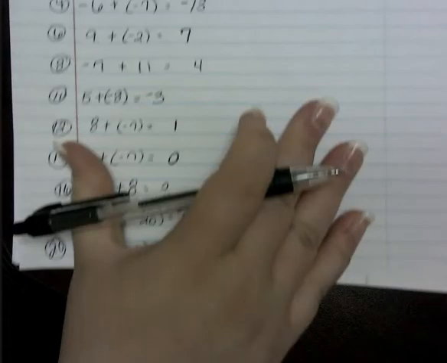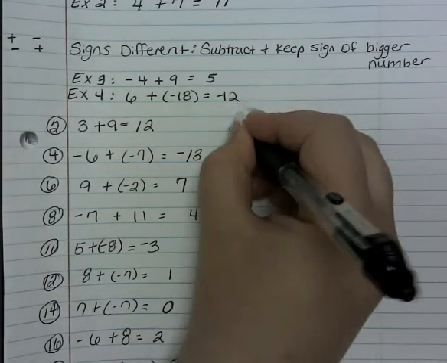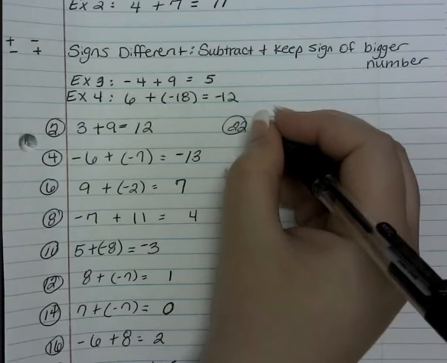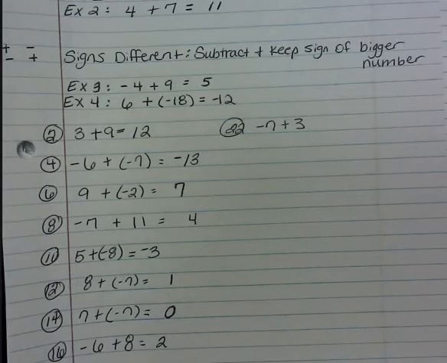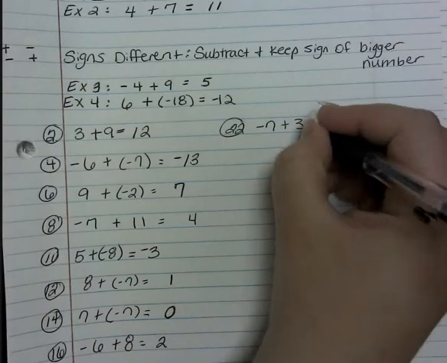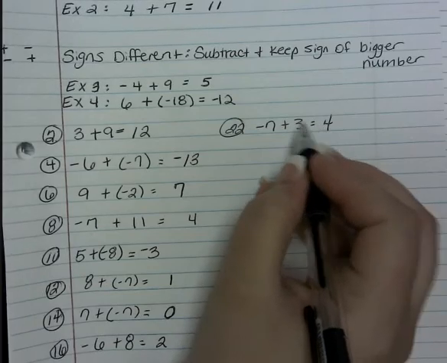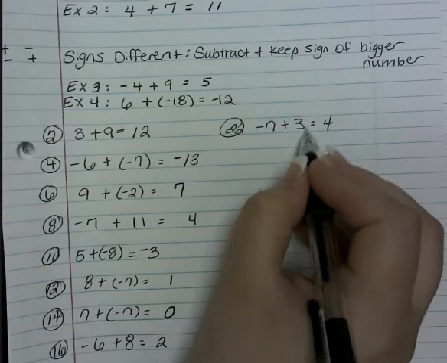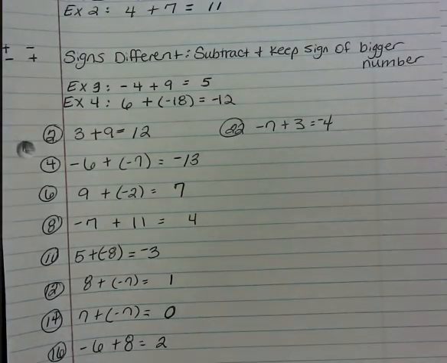Now let's look up here and let's go to problem number 22. Problem number 22 says I have negative 7 plus 3. So you're adding, and your signs are different. So you subtract them. So 7 minus 3 is 4. And you take the sign of the larger number. So the 7 is larger than the 3. So since your 7 was negative, that means that your answer will also be negative.